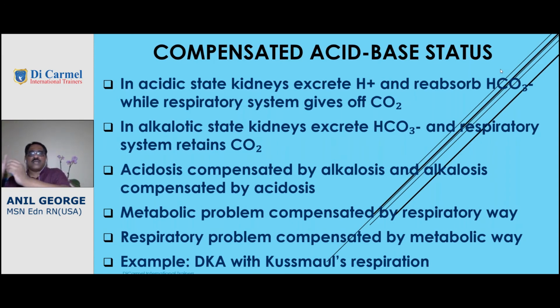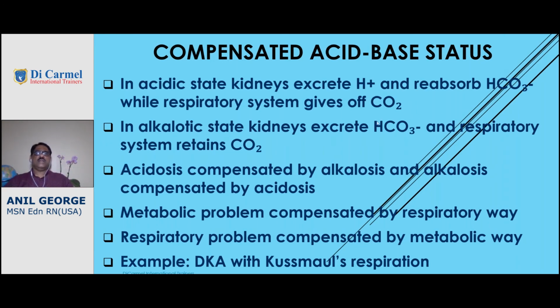DKA is a metabolic acidotic state, and to resolve the problem, what is happening? The lungs try to expel the carbon dioxide. So the acidotic state is happening because of a metabolic dysfunction. Now the respiratory system is trying to resolve or compensate by expelling the carbon dioxide. Remember, CO2 is an acid, right? So when the carbon dioxide leaves the body, the acidity decreases. So again, the metabolic acidosis, which has happened because of the DKA, is now being balanced by the respiratory system.